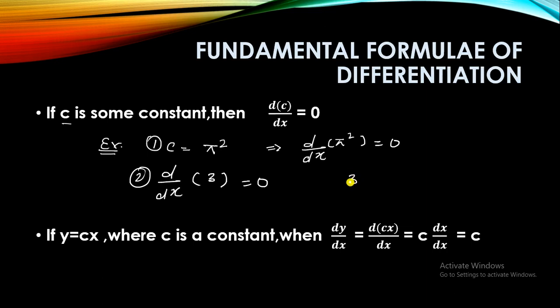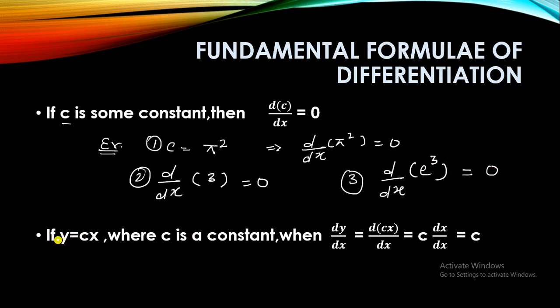Next, d by dx of e to the power 3. What is e? The exponential constant, and this is also a constant because its value is fixed and its cube is also fixed. Then the derivative of this constant is also 0.